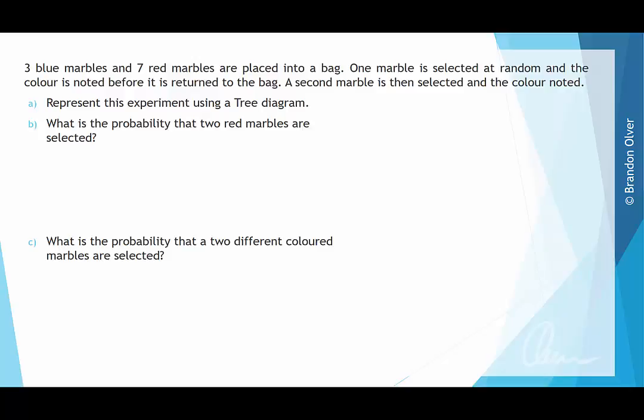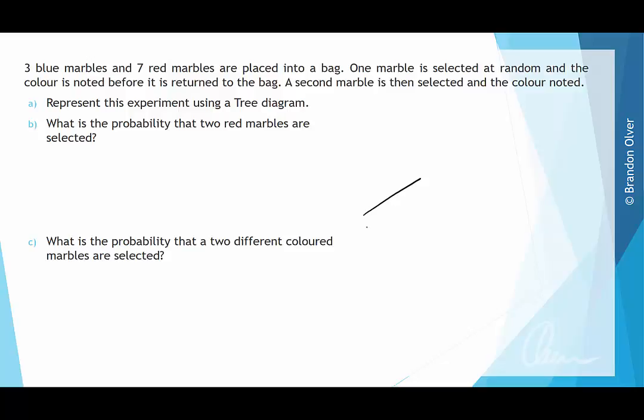3 blue marbles and 7 red marbles are placed into a bag. One marble is selected at random and the colour is noted before it is returned to the bag. A second marble is then selected and its colour is also noted. In part A, it asks us to represent this experiment using a tree diagram.